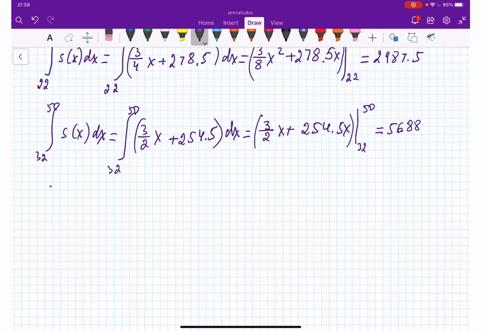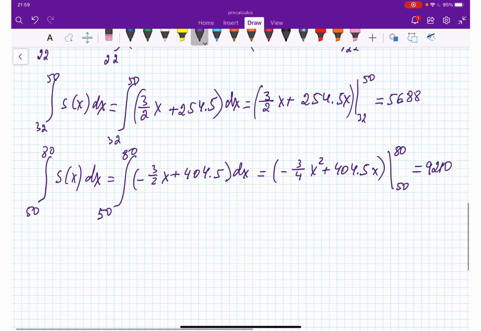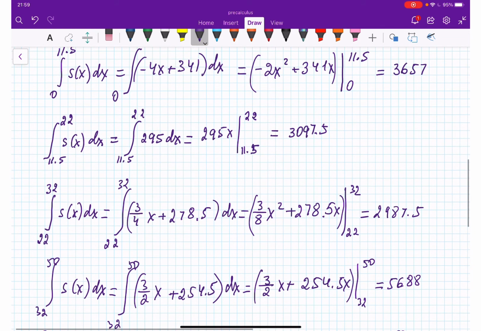And lastly, we'll identify the integral between 50 and 80. The integral of S of x dx from 50 to 80 is the integral of negative 3/2 x plus 404.5 dx, and this is equal to negative 3/4 x squared plus 404.5x between 50 and 80, which is equal to 9,210.